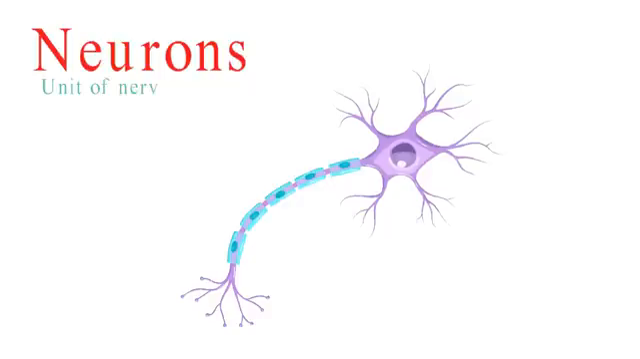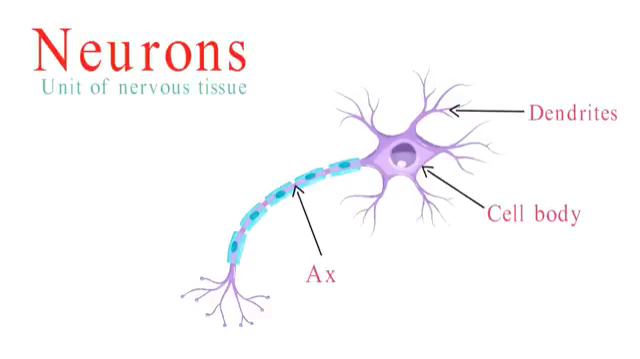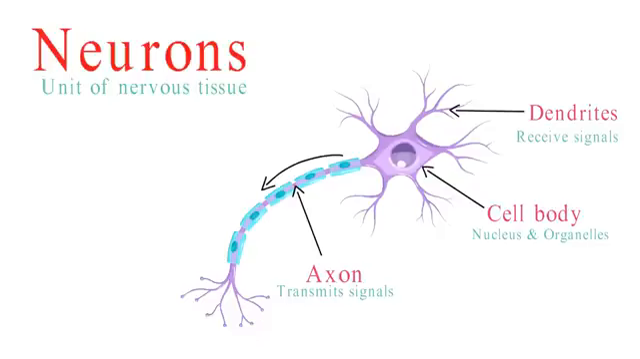Neurons are the units of nervous tissue. They have three main parts: the cell body, dendrites, and an axon. The cell body contains the nucleus and other organelles, while dendrites receive incoming signals, and the axon transmits those signals away from the cell body. Often, axons are insulated by a myelin sheath, which speeds up signal transmission.